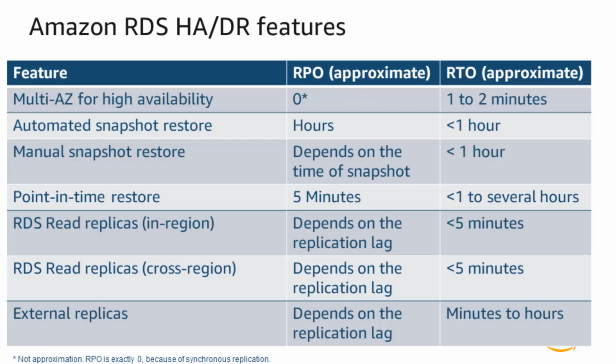And we also talked about read replicas in region and read replicas across regions. RPO here depends on the replication lag, and RTO is less than 5 minutes. And we have external replication options as well, and that depends on the replication lag, the network between both of them, and the amount of activity we do on the master. But RTO is minutes to an hour. It depends on what's really happening at that point.